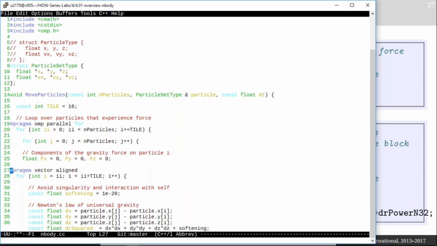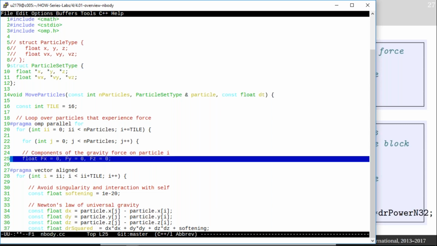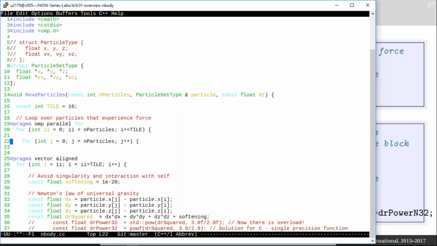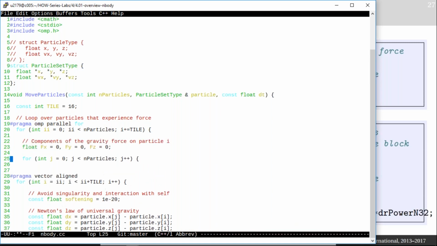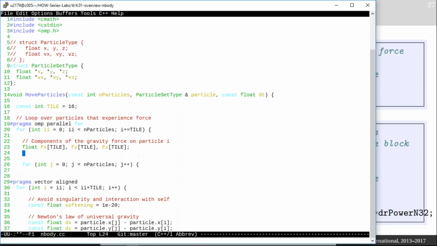But just permuting the loops didn't make the code correct. F is the force on particle I, but I is now inside. So if I want to accumulate something, I have to move this outside, and I have to turn F into arrays. Because now I'm computing forces on 16 particles at once. This is how I reuse data. I have to initialize them.